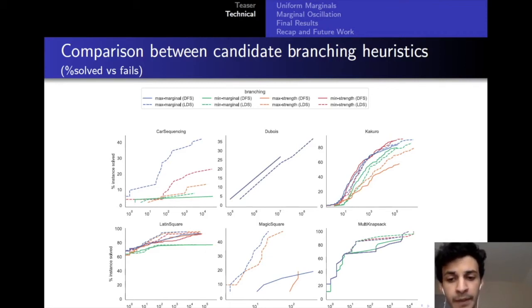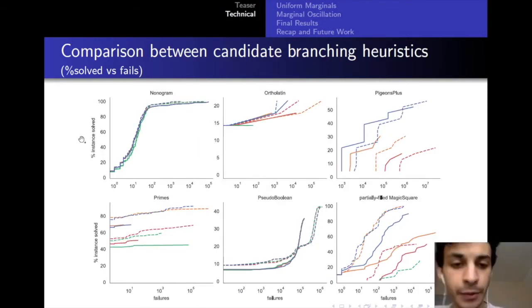We observed that in some problems we're not doing that well. For instance, on car sequencing or Dubois, the best heuristic is solving 40%. So we will have the opportunity to come back to these problems later on because they exhibit interesting features. And out of the four heuristics, we observed that max-marginal is performing slightly better overall. So here are additional results. Again, very similar conclusions over here. So our intermediate conclusion is that max-marginal with LDS is a good candidate for a general-purpose branching algorithm.